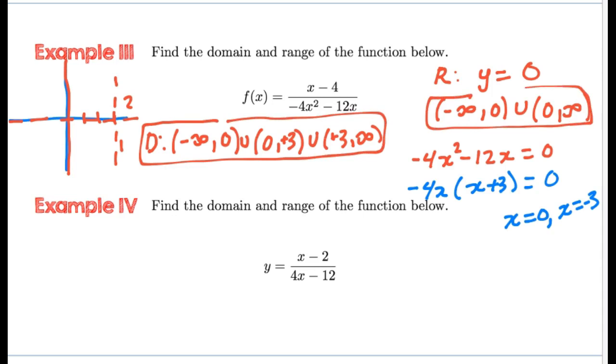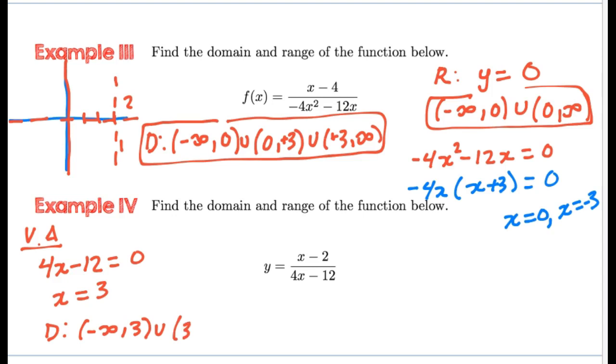Final example. Find the domain and the range of the function below. If I want the vertical asymptote, I set the denominator equal to 0, and this helps me with my domain. If you solve that, you get x equals 3. If x is 3, it's undefined, so my domain is all real numbers except 3. Notice in this one I didn't actually draw a graph. It's everything but 3, and there we go.